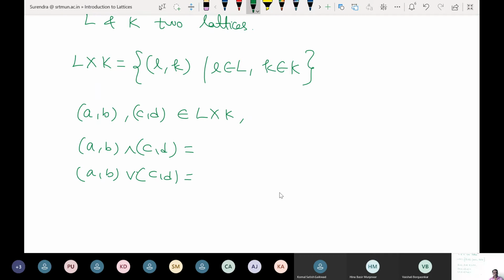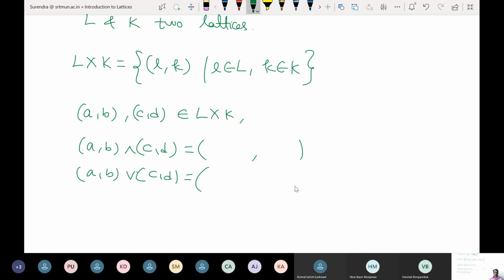When you take these two elements, the resulting element should also belong to L cross K. So how can we define it, by using the fact that L and K are lattices? How can we define meet and join here so that it is guaranteed to be an element of L cross K? That means the first coordinate should be an element of L, and the second coordinate should be an element of K.